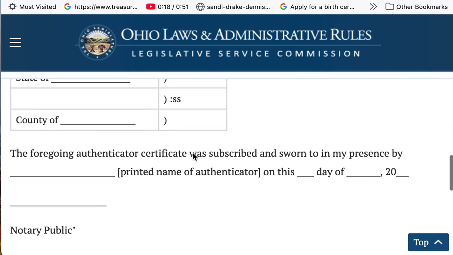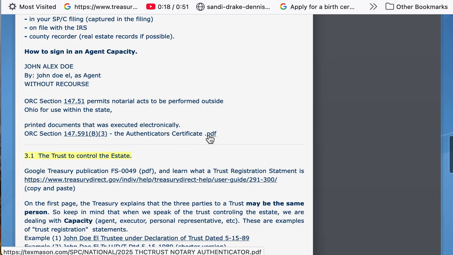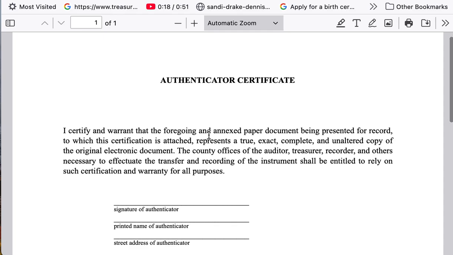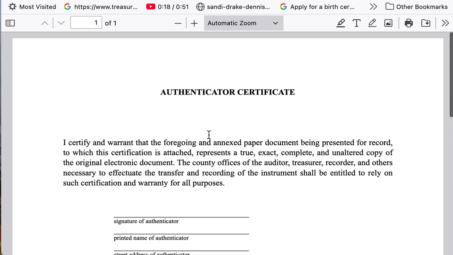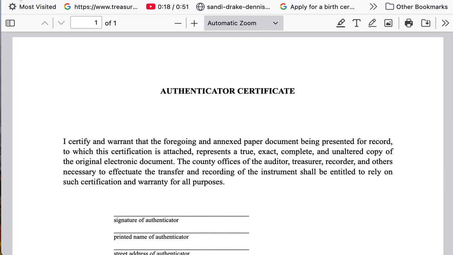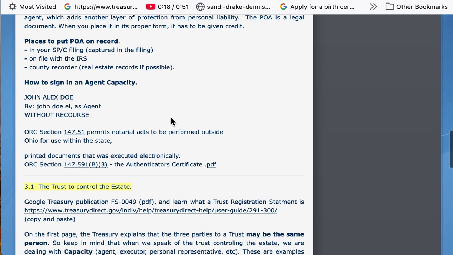This is what the certificate looks like. Even better, for members of thctrust.org, I've recreated this certificate. You can see it right here, and you could just pretty much download it. This is a PDF. You can download this authenticator certificate for use with your online notaries. So that's all. That's the power of attorney.